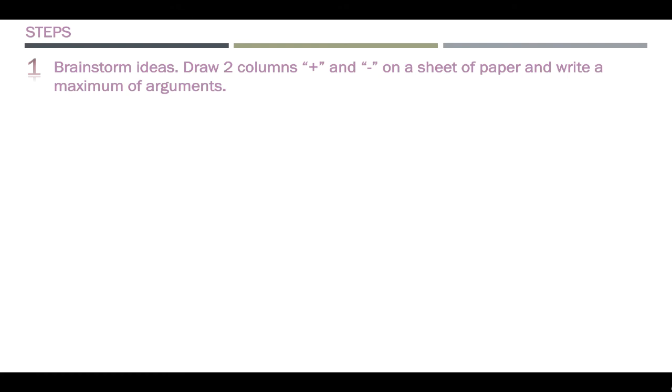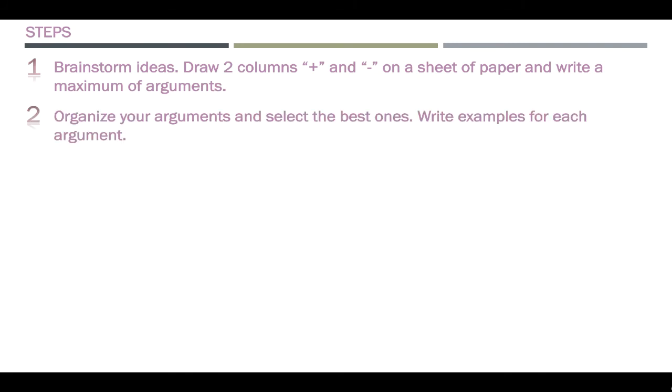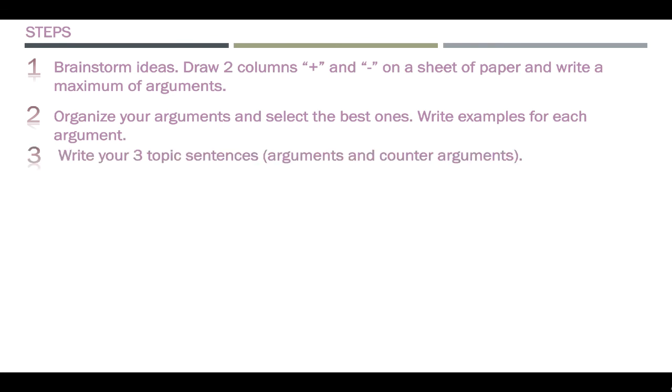In order to be able to do all this, you should respect a few steps. When you start writing your for and against essay, the first step will be to brainstorm ideas. You can do this with a mind map, or if you don't like mind mapping, you can draw 2 columns, plus and minus, on a sheet of paper and write a maximum of arguments. This is called brainstorming ideas. To organize your arguments, select the best ones, the strongest ones. Then write examples for each argument. 3. Write your 3 topic sentences.